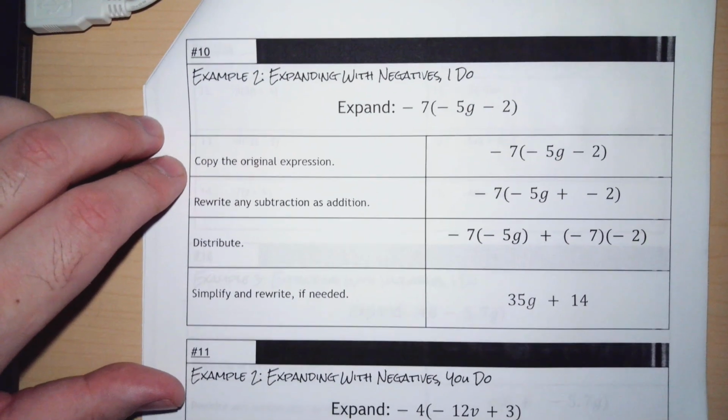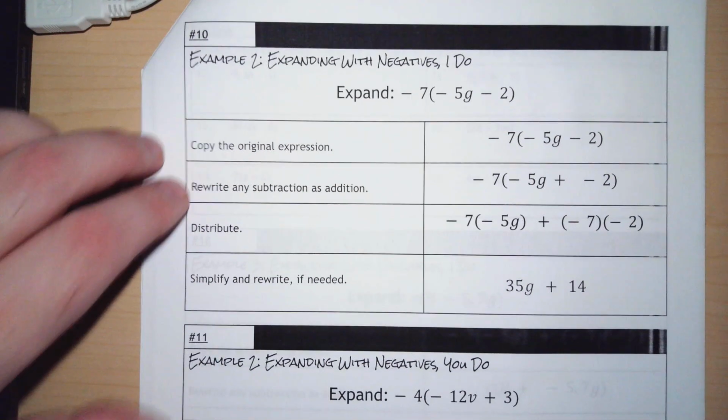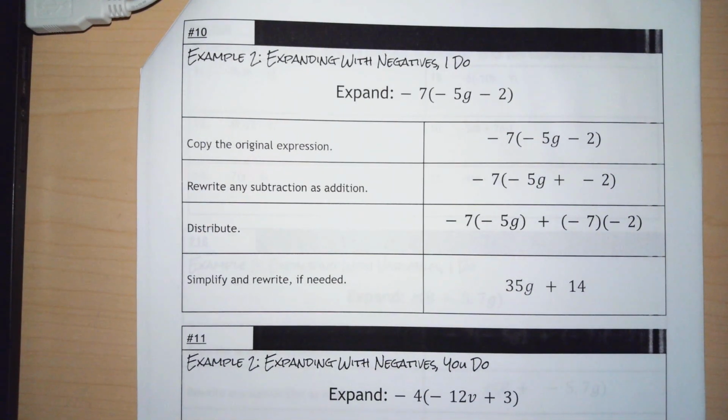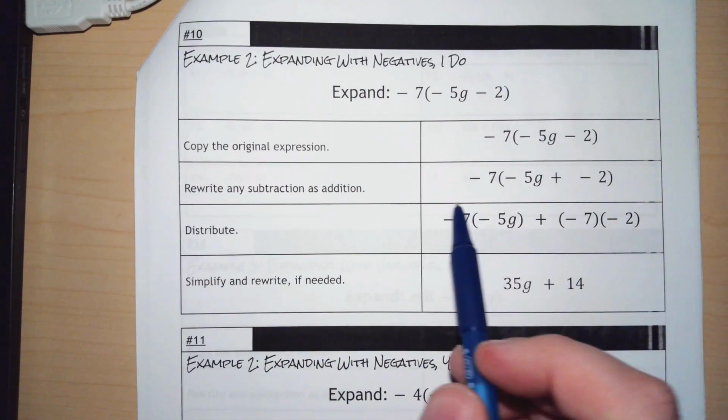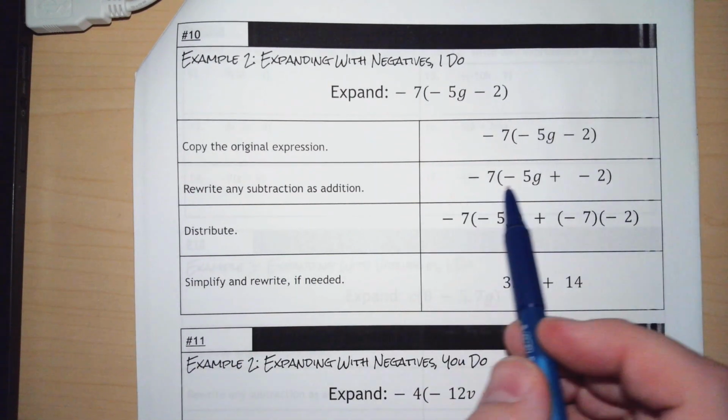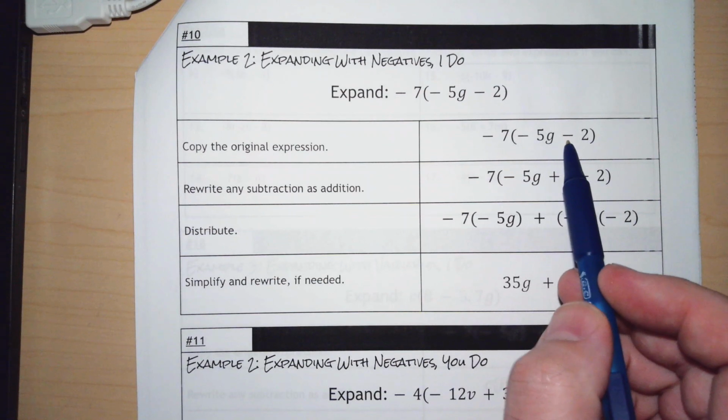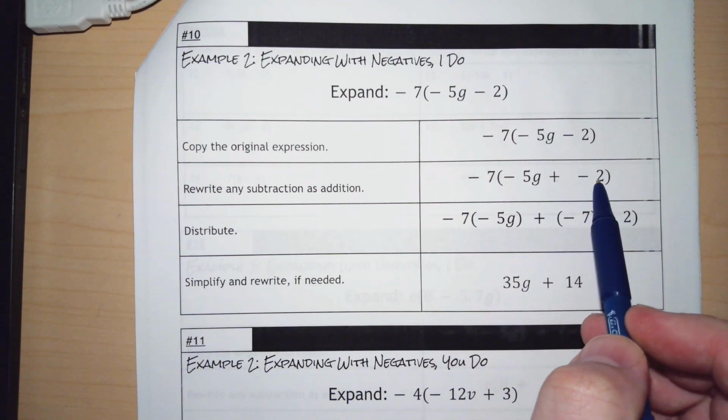Next, we're going to talk about expanding with negatives. And what I've done is an I do, you do. So in the example that I did, we have -7 times -5g minus 2. So the first thing I did is I wrote down my expression. I changed any subtractions to be addition. So this subtracting 2, I made plus -2.